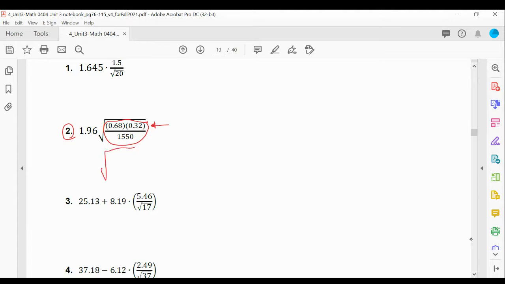So we're going to have 0.2176, and the denominator is 1550. So bring down everything else from your expression. These are expressions because they don't have an equal sign. Now let's divide by 1550. So then this now becomes 1.96 times the square root of, now if you notice, you might have some weird numbers there.